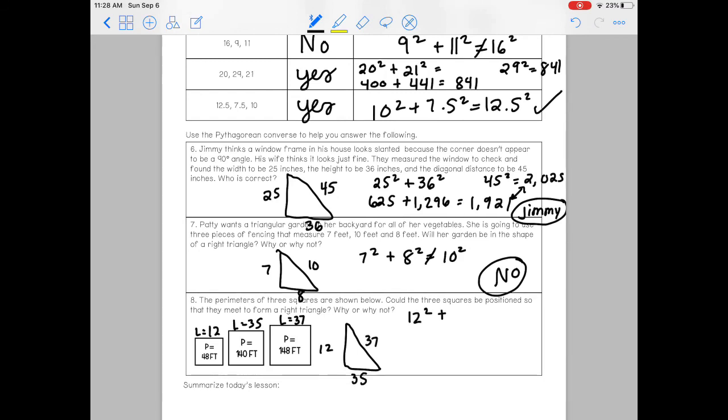Does 12 squared plus 35 squared equal 37 squared? Let's check. Well, 12 squared we know is 144. 35 squared, or 35 times 35, is 1,225. If we add these two values together, we get 1,369. Is 1,369 37 times 37? Yes, it is. So this would form a right triangle. By dividing perimeter by 4, we get the side lengths of 12, 35, and 37. 12 squared plus 35 squared does equal 37 squared.